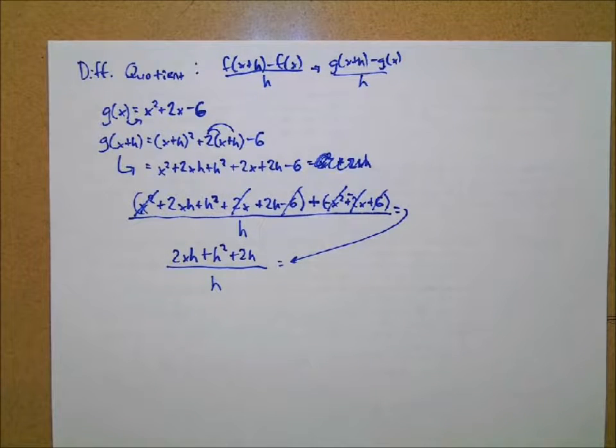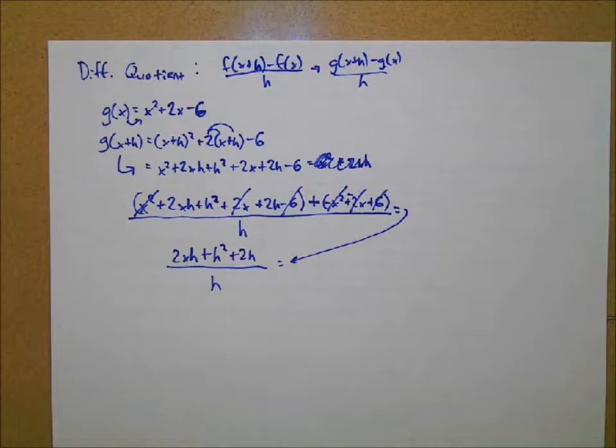Rose, you have a question? The 2xh came from when you expanded x plus h squared there. When you do x plus h times x plus h, like FOIL: first, x squared; outer, xh; inner, another xh; and then you get the idea, right? Yeah. Okay.